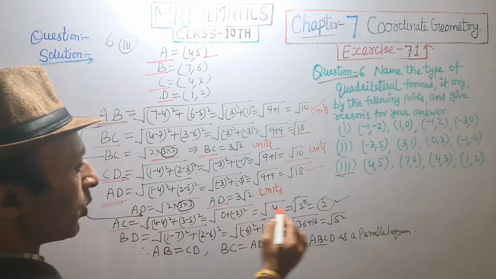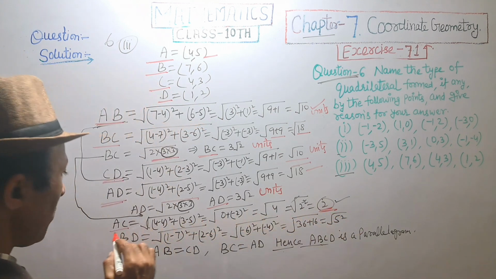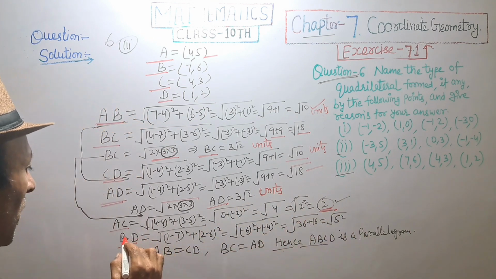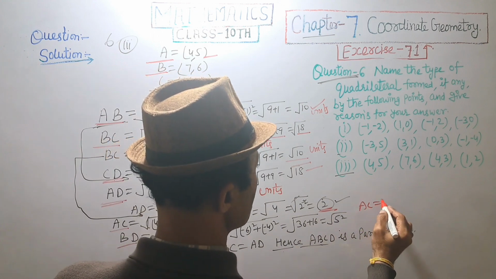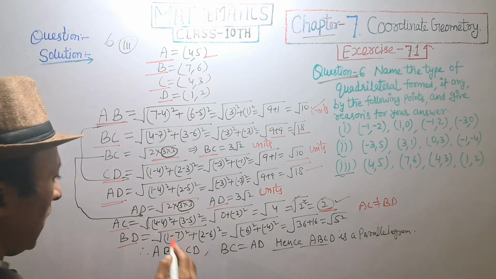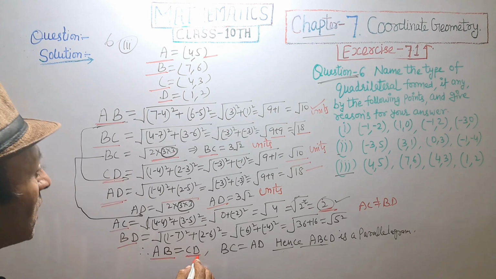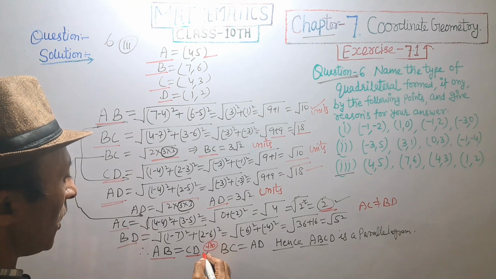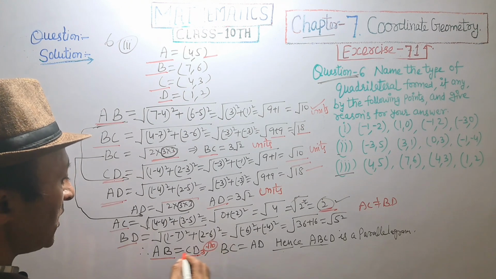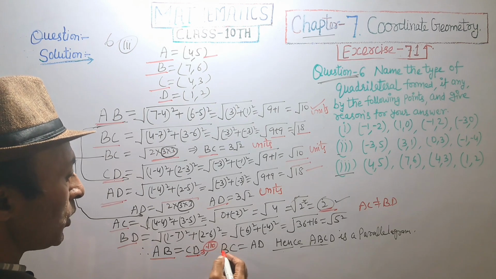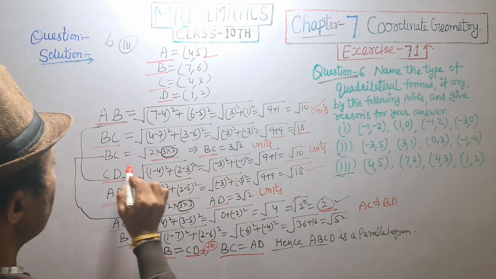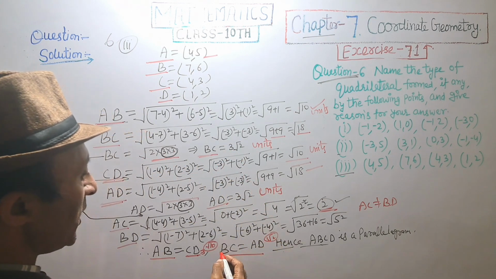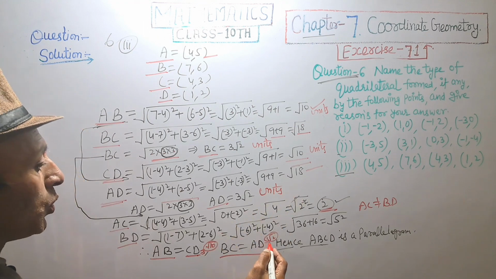And AC by distance formula, we get the value of AC is equal to 2 and BD is equal to root of 52. AC is not equal to BD, and AB is equal to CD, that is equal to root 10, and BC is equal to AD. BC is equal to AD, that is equal to 3 root 2.